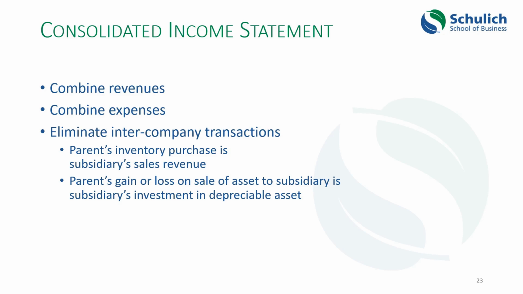Same thing with expenses. The inventory purchase, for example, is actually sales revenue of the subsidiary, so that gets eliminated. And if you have assets and there's a gain or loss, then that gets eliminated as well. If the parent company decides to sell its old factory to the subsidiary, it might record a gain or loss on its income statement. But of course, that's a price to the subsidiary, so all of that gets washed out and has to be eliminated from the combined income statement.